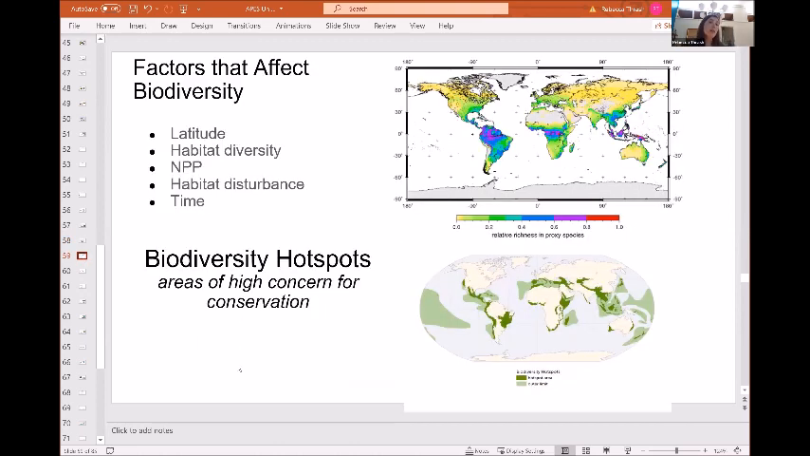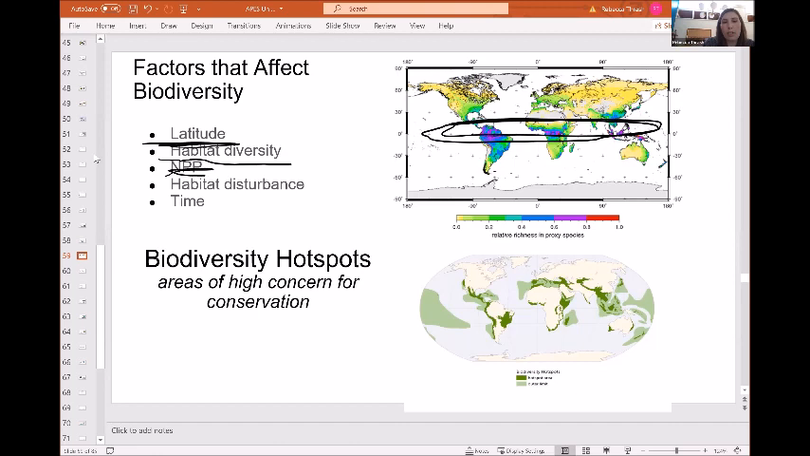Now, when we look at conservation, typically we want to have the greatest impact for the least energy and the least money. So one thing we can look at is biodiversity hotspots. Where are these found? Typically at latitudes that are conducive to primary productivity. We already talked about that. That's going to be these equatorial zones here. We have high habitat diversity, so coastal areas, mountainous areas, plains, etc. There's lots of productivity.